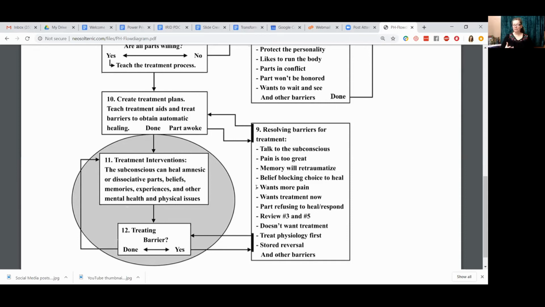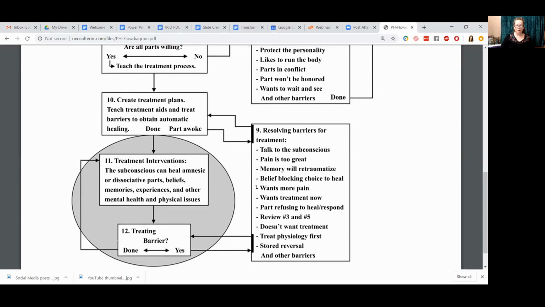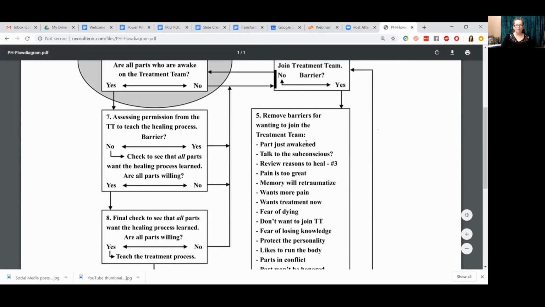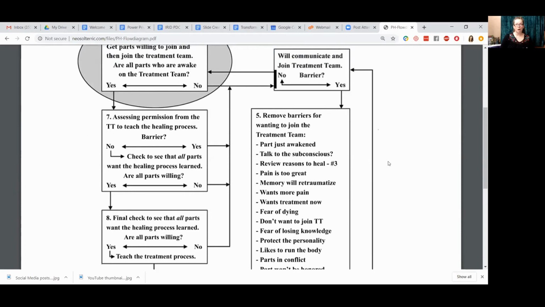And so when you ask the question, do you want to join the treatment team? Are you willing to join the treatment team? We want to get an affirmative yes, so that it is willing to do this. And if there is any no, then we want to make sure we go back to step 5 to remove any of these barriers. We want to make sure we remove these barriers, because again, if any of these barriers are in there in this healing process, the whole treatment stops. The whole treatment stops. So we want everybody on board.